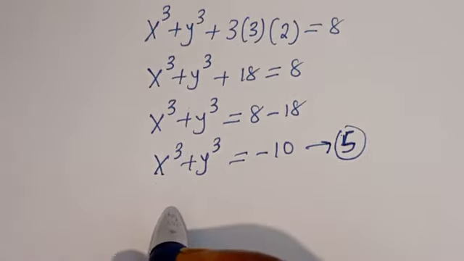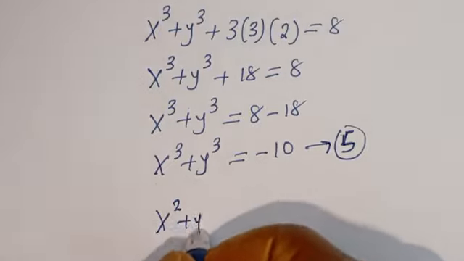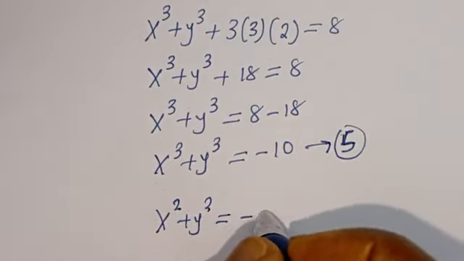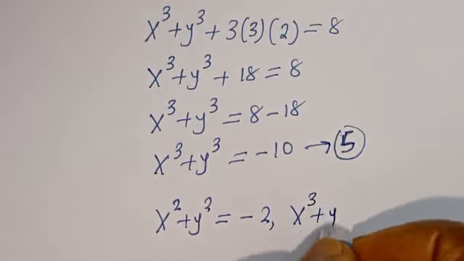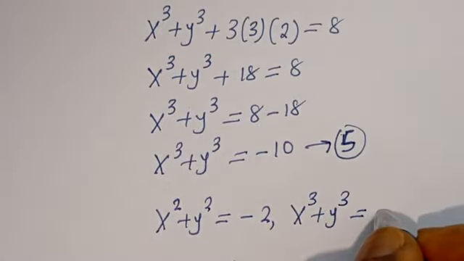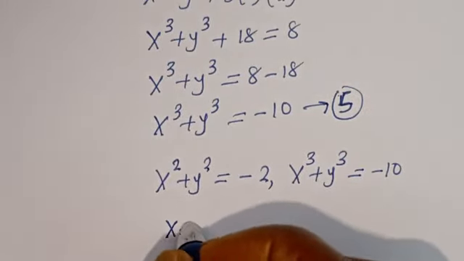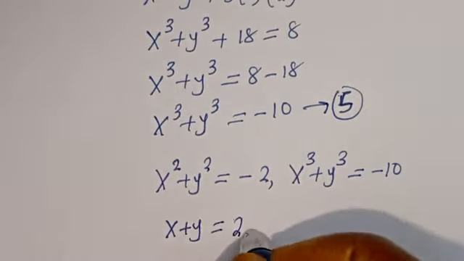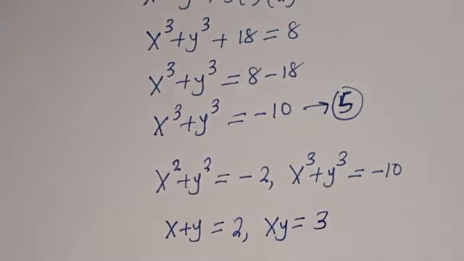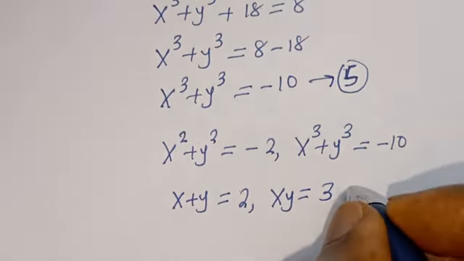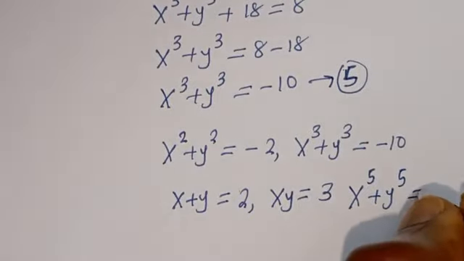Then we've gotten the value of x square plus y square, which is equal to minus 2, and x to the power of 3 plus y to the power of 3 is equal to minus 10. Then from equation 1, x plus y equal to 2, and from equation 2, xy is equal to 3. So we need to find the value of x to the power of 5 plus y to the power of 5, which is unknown.